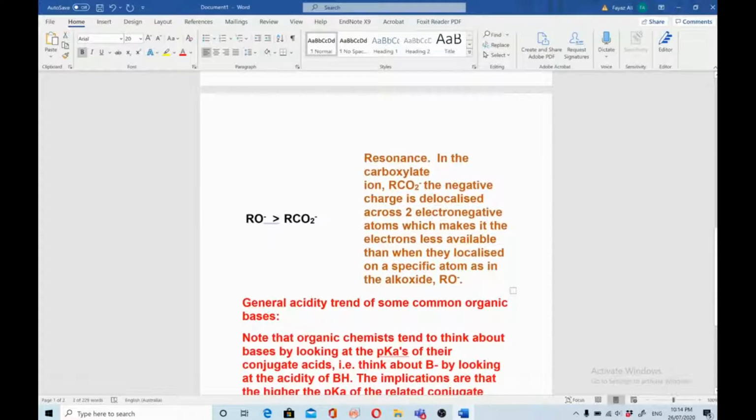And how about resonance? The third factor which can affect basicity is resonance. In the carboxylate ion, the negative charge is delocalized across two electronegative atoms, which makes the electrons less available than when they are localized on a specific atom, as in the alkoxide ion. So alkoxide is more basic than carboxylate ion because, as I mentioned, the electrons are busy in delocalization. That's why carboxylate is less basic than the alkoxide ion.